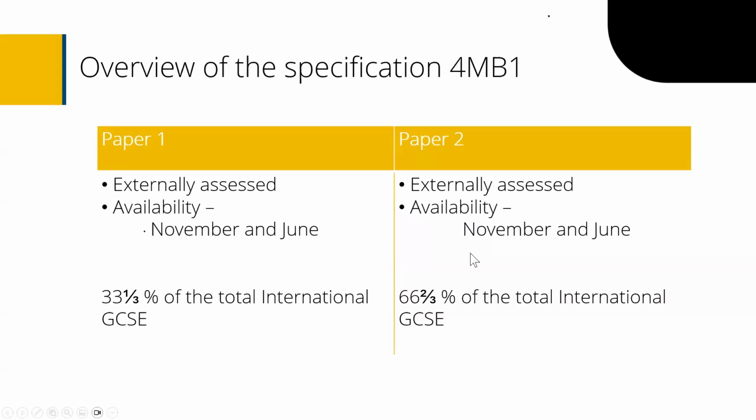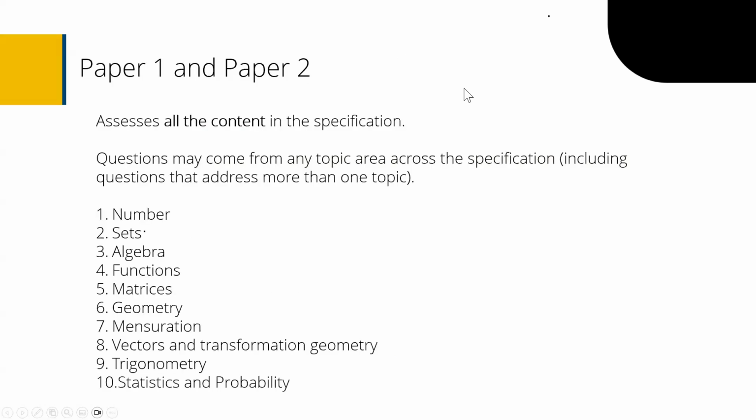If we look at the actual content in the specifications, this is the content that you would have here. It has 10 topics, so there are more topics to cover than the other one. We've got number, set theory, algebra, functions, matrices, geometry, mensuration, vectors and transformations, trigonometry, statistics, and probability. Now, again, one question can have more than one of these topics as well. So again, bear that in mind.